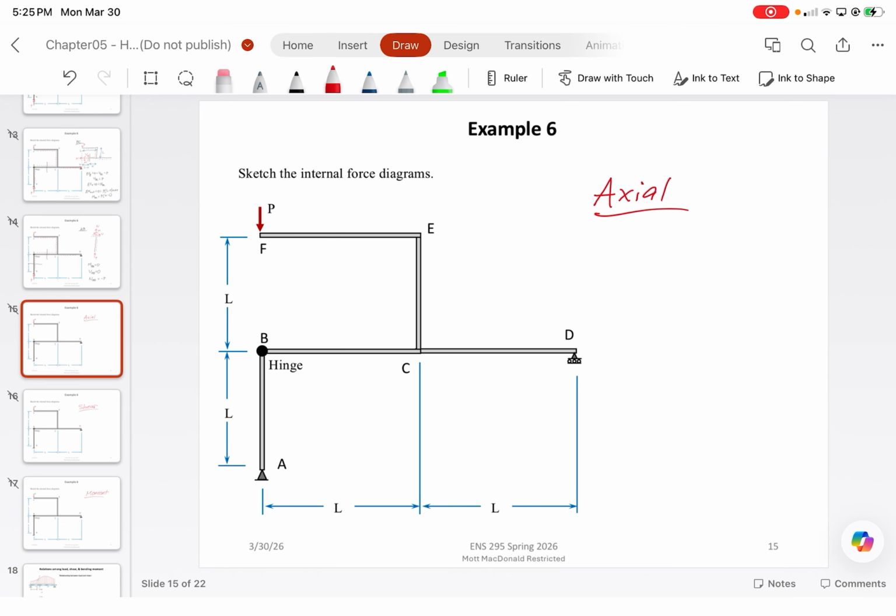What about CD? 0. BC? Also 0. And then AB. Negative P. And that's the axial force diagram for the frame. I'll give you guys a minute just to sketch it out if you want to. Let me know when I'm good to proceed.